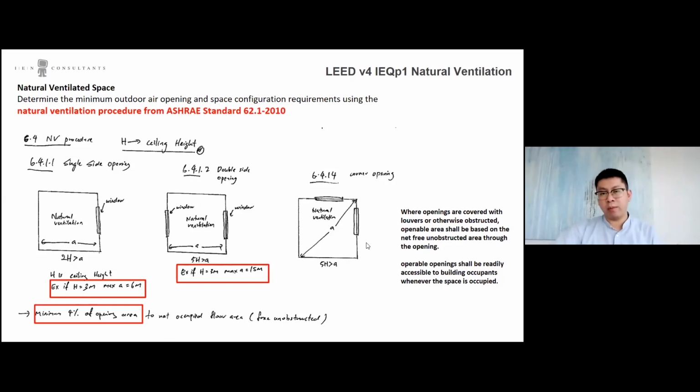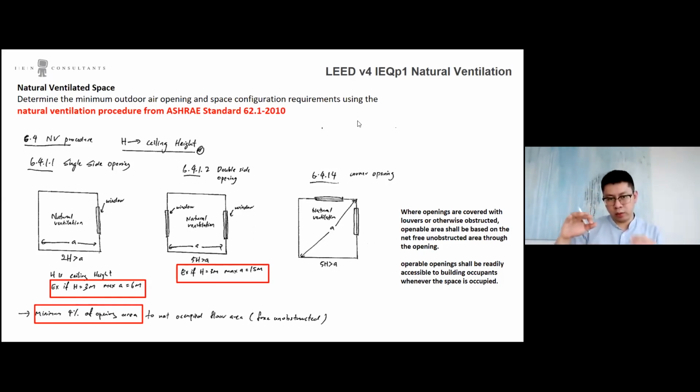The other requirement is on the opening. The opening must be at least 4%. So your opening area must be minimum 4% of the floor area. Let's say floor area is 100 square meters, your opening must be at least 4 square meters. Opening means your window, your louvers.